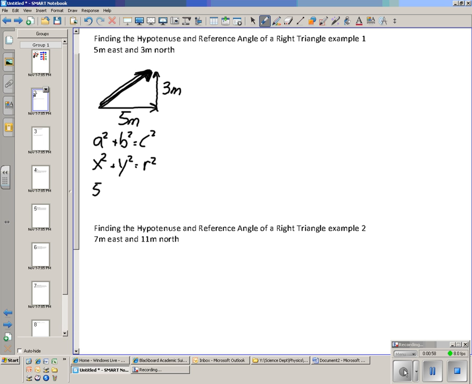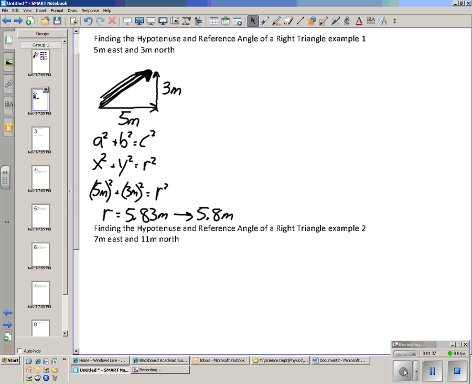So plugging in, that's 5 meters squared plus 3 meters squared equals r squared. We'll have to tap that into our calculators because I cannot do that in my head. R equals 5.83 meters. Now, with significant digits, it should probably be 1 sig fig, but I will use 2. That would be 5.8 meters. That is the magnitude of this guy here.